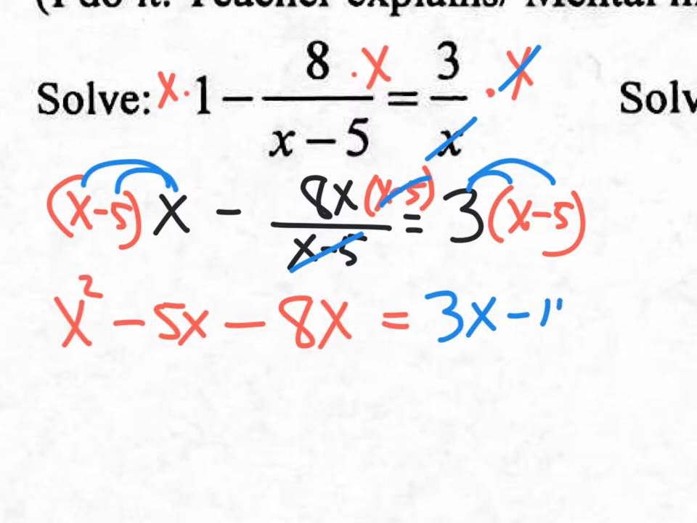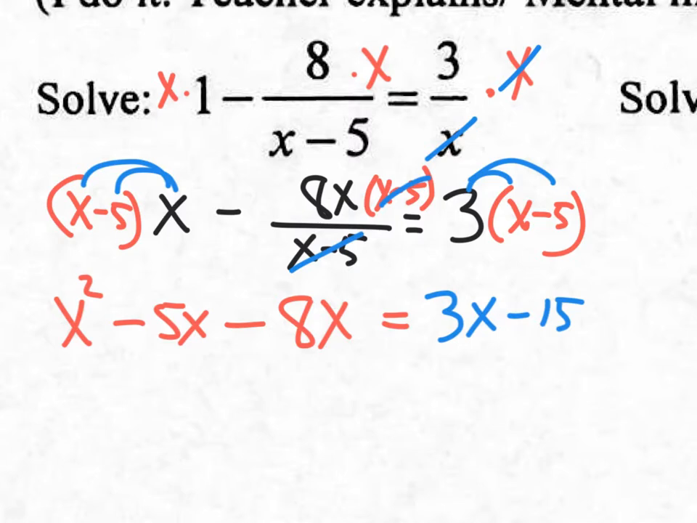3x minus 15. I apologize for the multicolored equation there. Anyway, we want to move everything to one side. If I have a quadratic and it's an equation, I want to move everything to one side so I could set it equal to 0, so I could either factor, split, and solve, or maybe use the quadratic formula. So I'm going to subtract 3x.